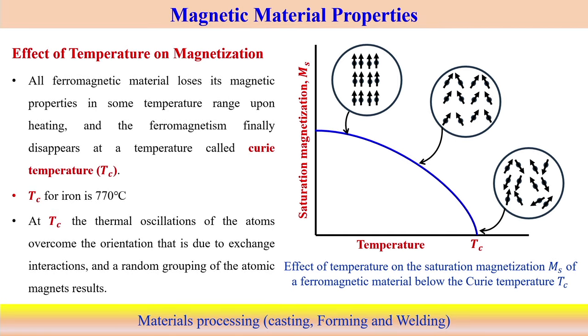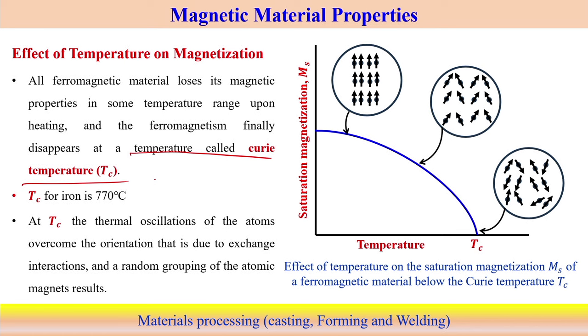For example, even on any other physical properties, say mechanical properties also, when you increase the temperature, mechanical property generally decreases, and at a certain stage when you reach the melting point temperature, the strength becomes zero. Similar kind of thing is also here: the magnetic properties exist up to a certain temperature, and beyond that these magnetic properties basically disappear. So that critical temperature in case of the ferromagnetic material is known as the Curie temperature.